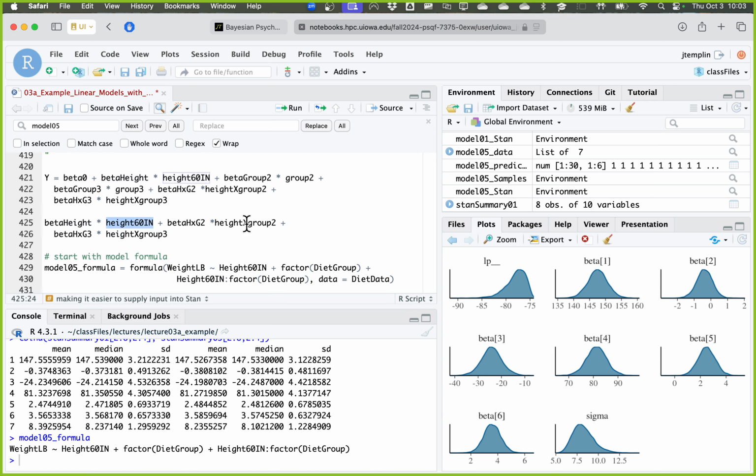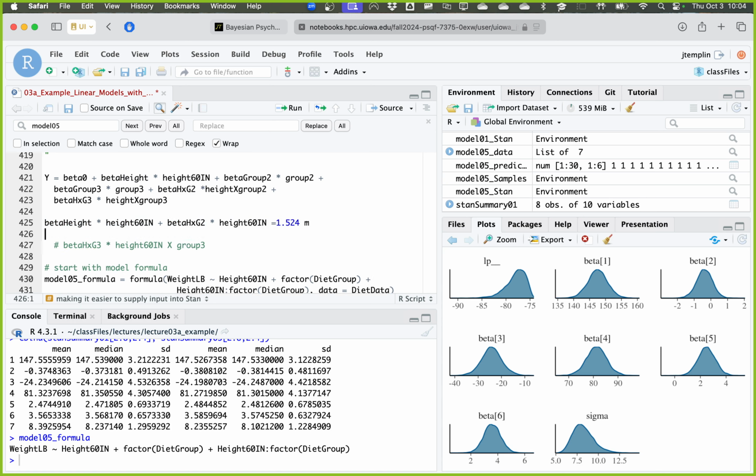And actually, what I really should do is change the name of this, because it's technically height 60 inches times group 3, right? So next, if you wanted to say, what's the slope for group 2? Well, in group 2, this term is 0 right here, so I'll just comment that thing out, right? This term is a 1. So what we're left with is the following: beta height times 60 inches plus beta, this interaction slope, times height 60 inches.